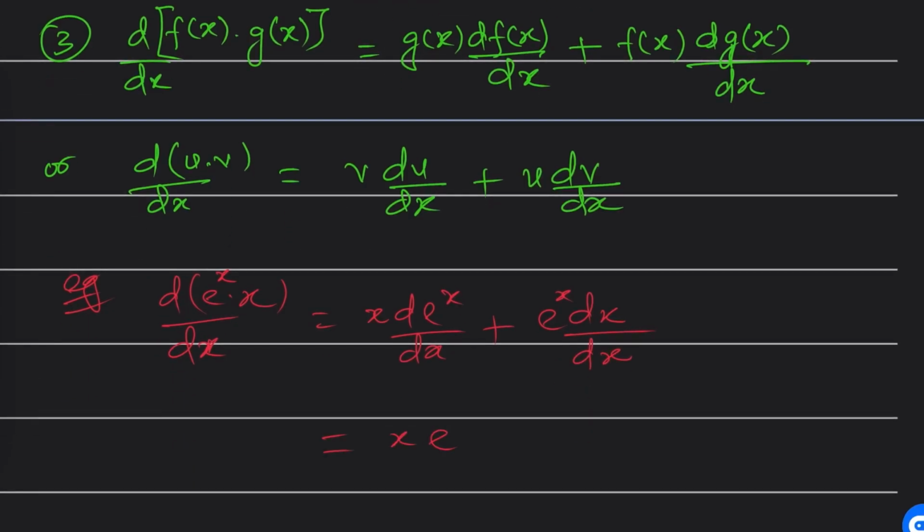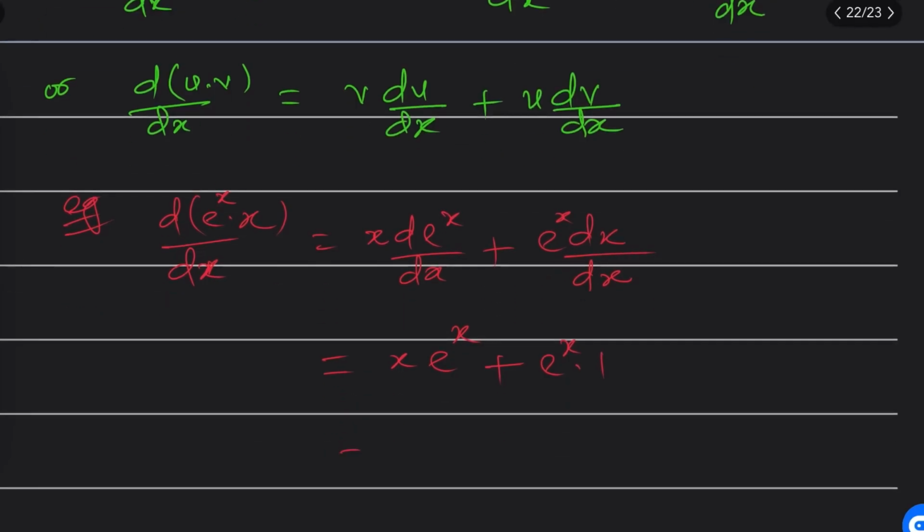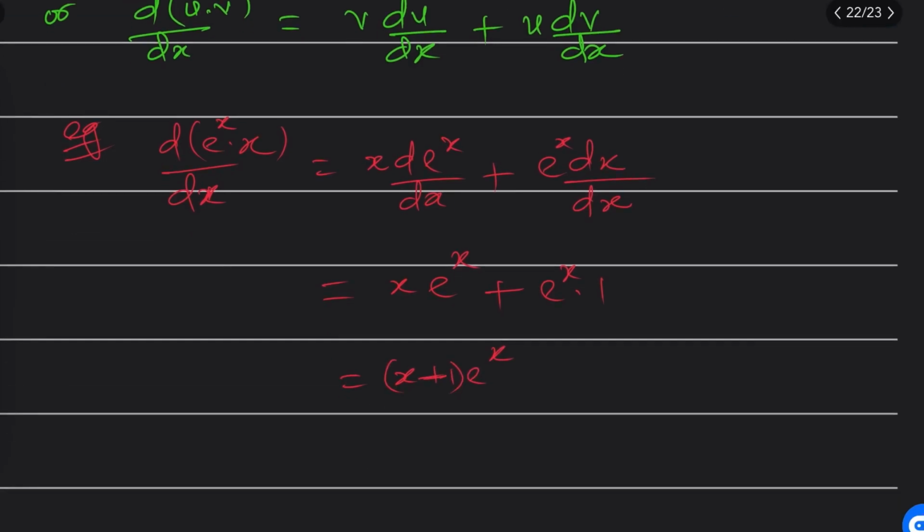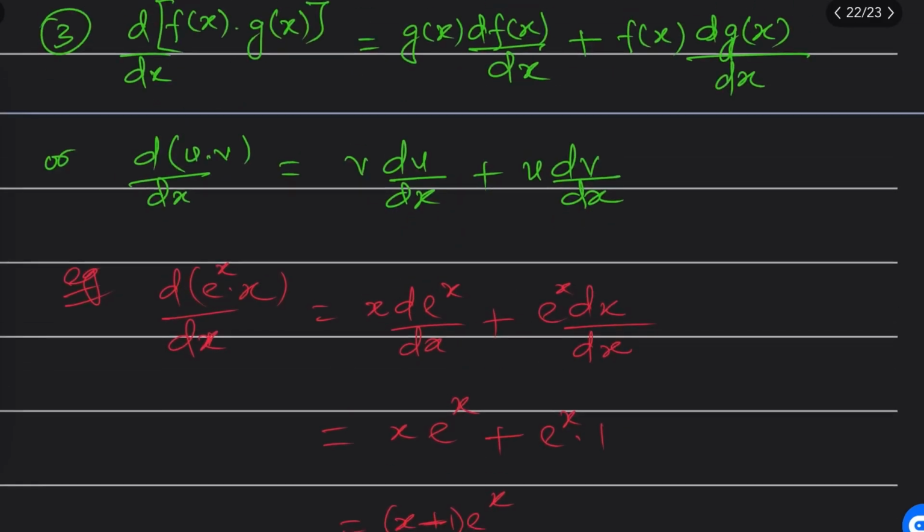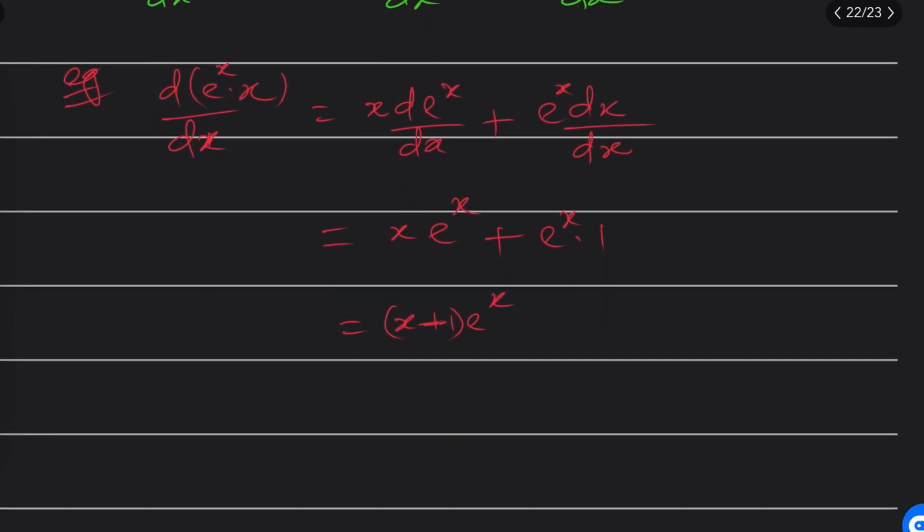Differentiation of e to the power x is e to the power x, plus e to the power x as it is, differentiation of x is 1. So the answer is x plus 1 into e^x, sir. This is the answer, sir. e^x common. Okay. So isn't it easy? Again easy, sir. You should follow the rule. That's it. Fourth, rule number 4, and that is the last rule, or chain rule. One more rule is there.